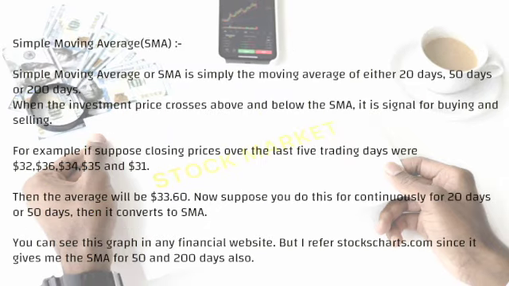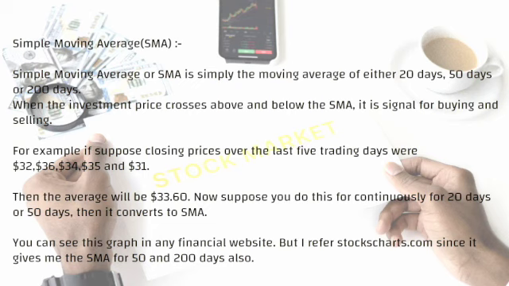1. Simple moving average. Simple moving average, or SMA, is simply the moving average of either 20 days, 50 days, or 200 days. When the investment price crosses above or below the SMA, it is a signal for either buying or selling. For example, suppose closing prices over the last 5 trading days were $32, $36, $34, $35 and $31, then the average will be $33.60. Now suppose you do this continuously for 20 days or 50 days. Then it converts to SMA.